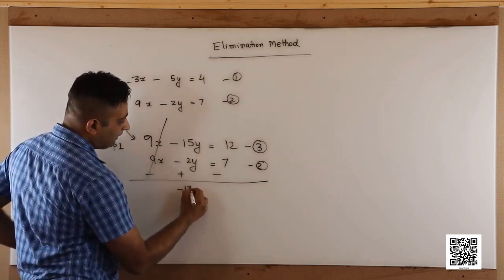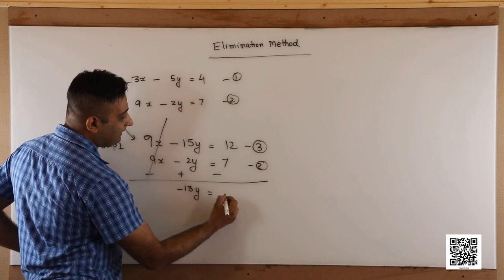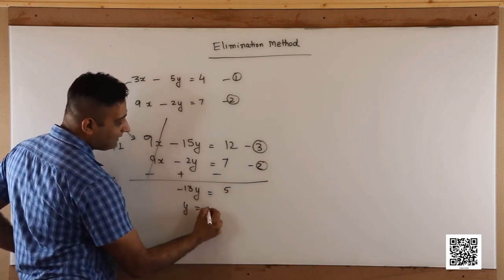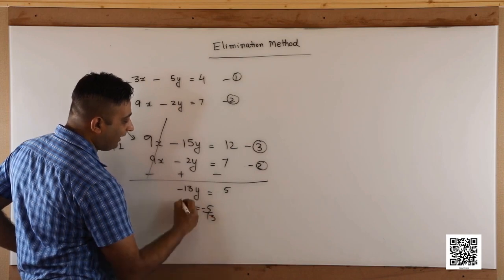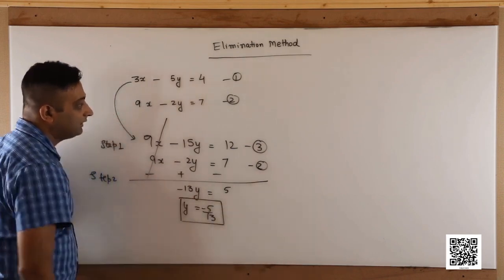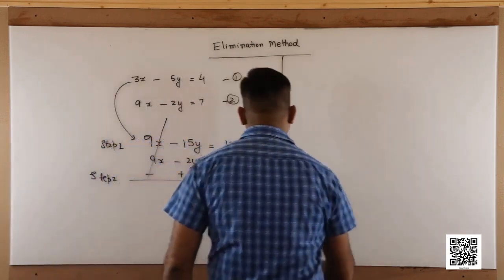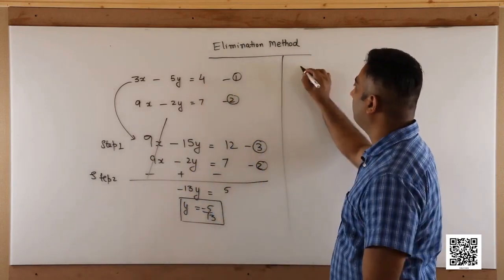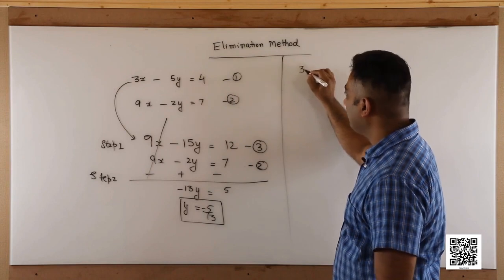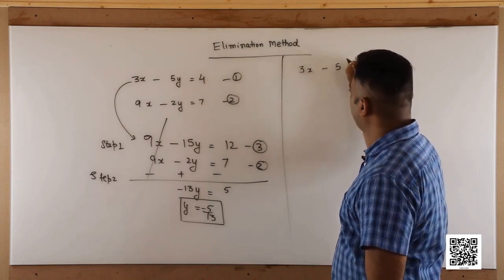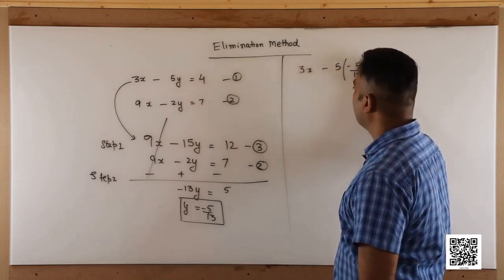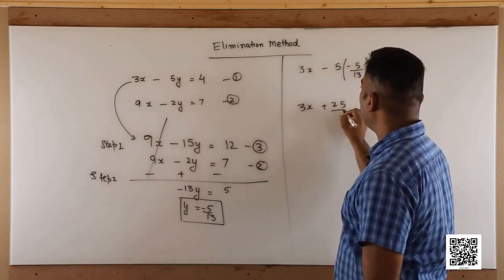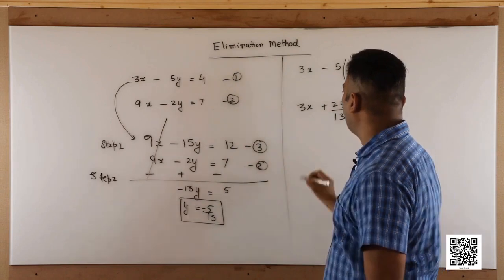So we got the answer as minus 13y on the left side and 5 on the right hand side. That means y is equal to minus 5 by 13. Now let us put the value of y equal to minus 5 by 13 in equation number 1. That is 3x minus 5 into minus 5 by 13 equals 4. That is 3x plus 25 by 13 equal to 4.